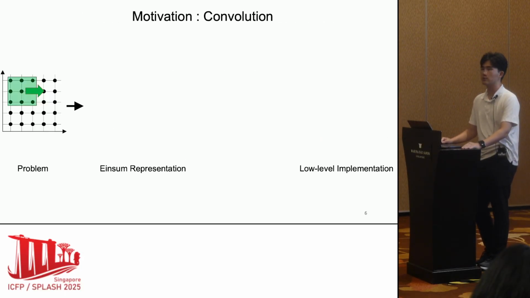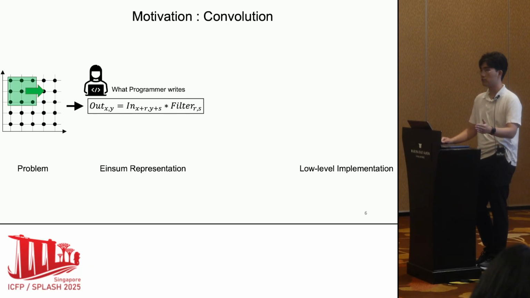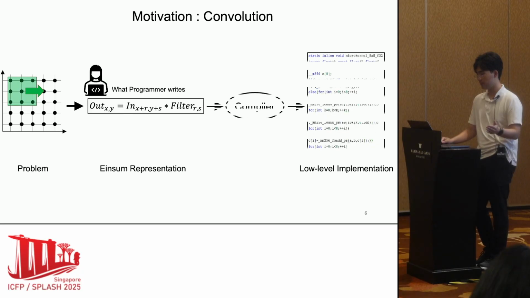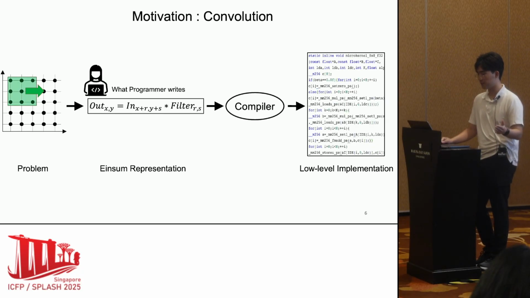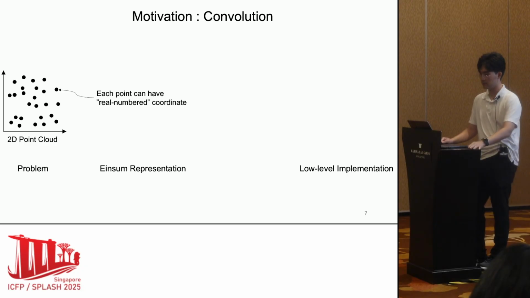Let's look at convolution as an example. If your data lives on an integer grid, you can write convolution in a clean einsum-like form, and the traditional compiler turns that into very fast code. No problem here. Now let's try the exact same convolution, but this time the points don't sit on the integer grid, but can be anywhere in real number space. And this is what people call a point cloud.